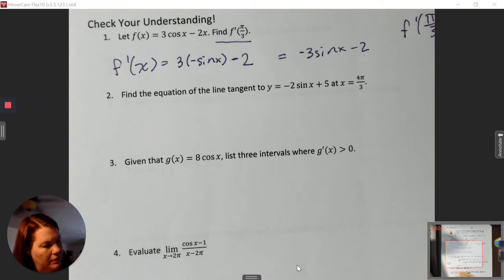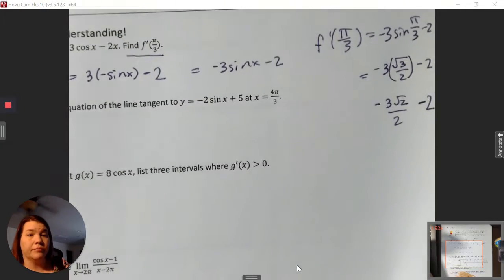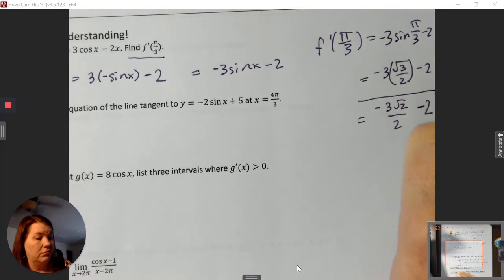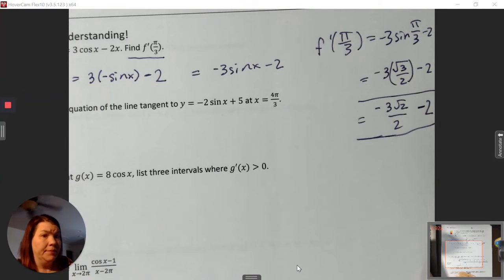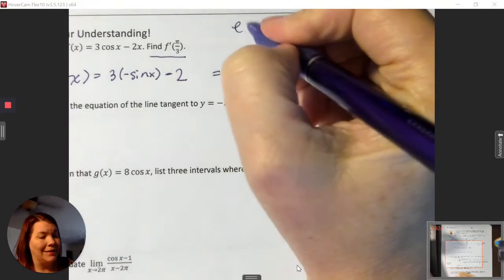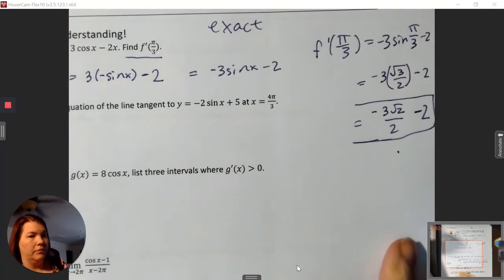We can leave it like this, or you can do more crazy stuff. Sorry, that's not on the screen. That's the answer. I'm going to stop. Decimals, unless they ask, are dumb. Answers in simplest radical form, exact answers. That's an exact answer. Okay.